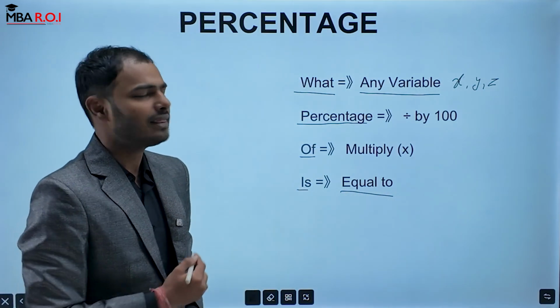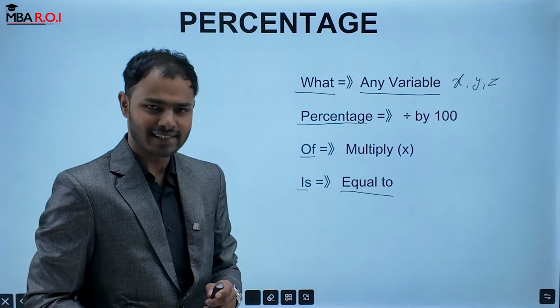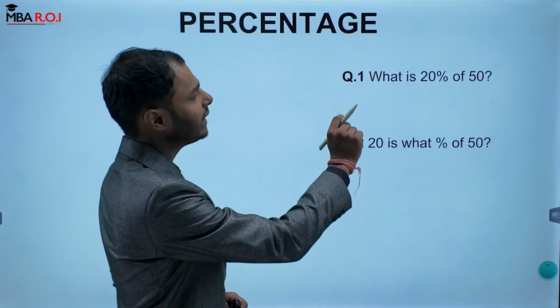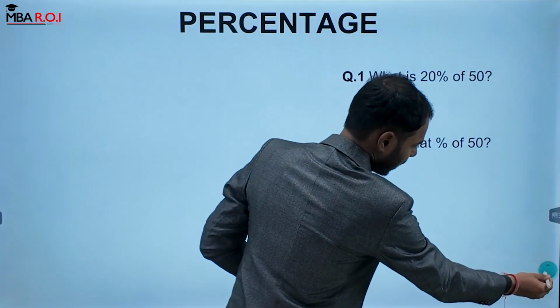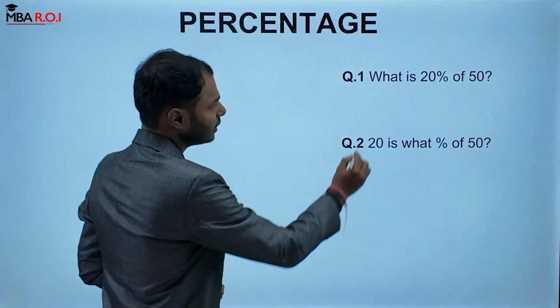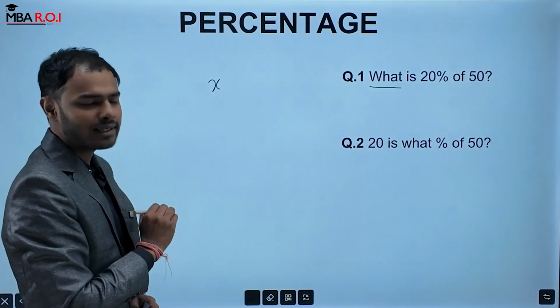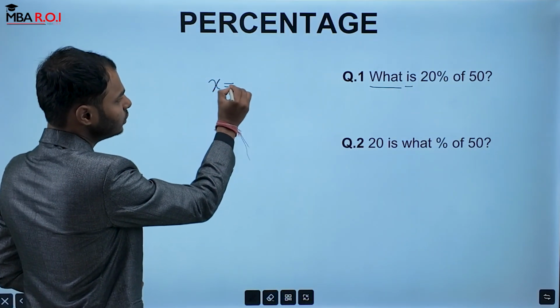Now we are going to see how we can use these keywords in that question. So let's start. Now this is our very first question. What is 20% of 50? So let's use the keywords. As it says, what means any kind of unknown, so let's consider that unknown to be x. Then it says is means equals to.